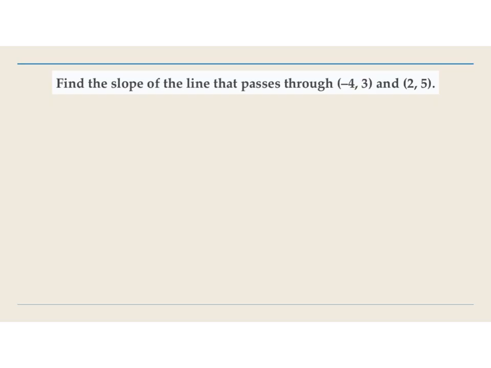All right, our next example, it says find the slope of the line that passes through (-4, 3) and (2, 5). So what would our x1 be? -4 and 2. So our x1 is -4, and what's our x2?